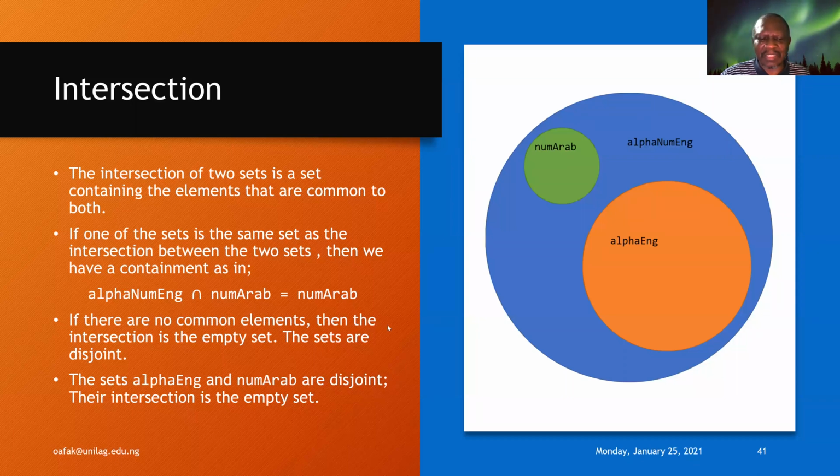If there are no common elements, then the sets are disjoint. So the intersection is an empty set. A set is said to be disjoint when the intersection contains no elements. And so when the intersection between the two sets contains no elements, then the intersection is an empty set. Then the sets are disjoint. So the set alpha English, that is the alphabetic English letters, and numerals, the Arabic numerals, they don't have anything in common. So the intersection between them is the empty set.